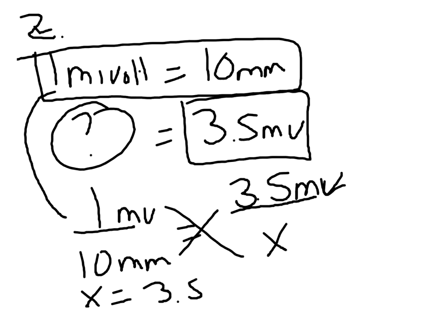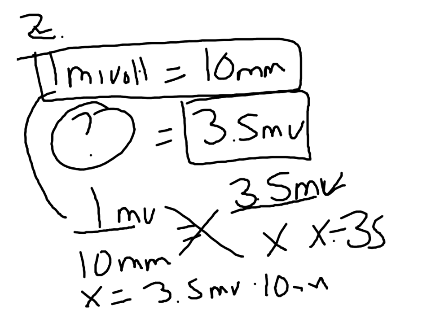So x is going to equal 3.5 millivolts times 10 millimeters. So the final answer is that x equals 35 millimeters. Now what you can do too is you can plug this into the ratio. You can go back and turn these into two separate ratios and see if they equal.